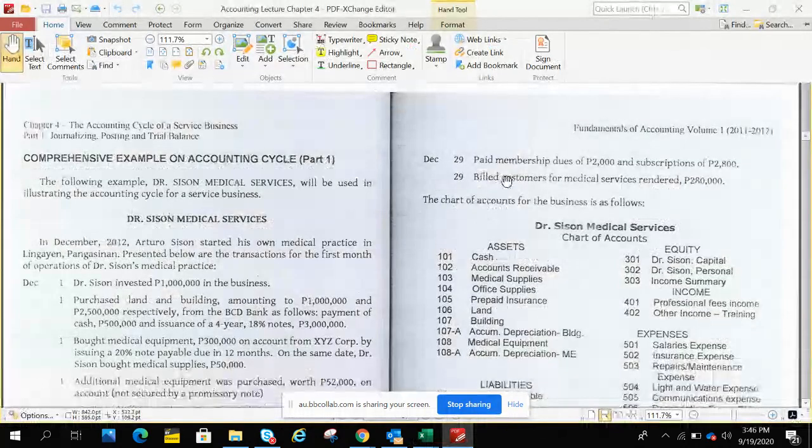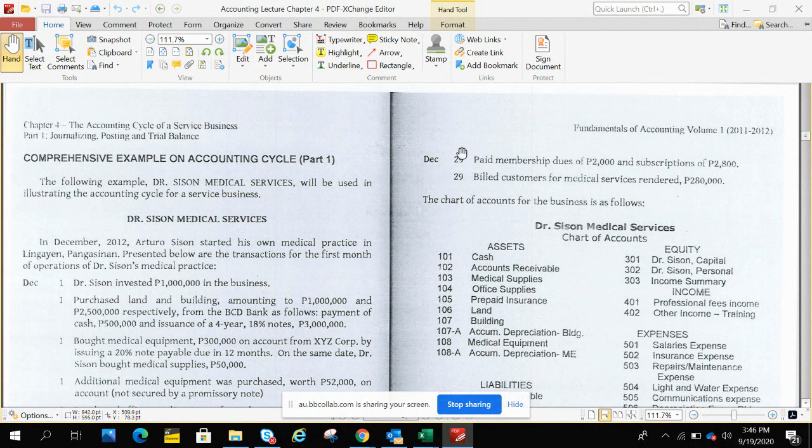Then, lastly, billed customers for services rendered on December 29, 280,000. Magre-record ba tayo ngayon ng revenue? Yes or no? Yes. Because medical services have already been rendered. So again, this is accrual basis of accounting. You record revenues when they are rendered, not when the payment for which is received.